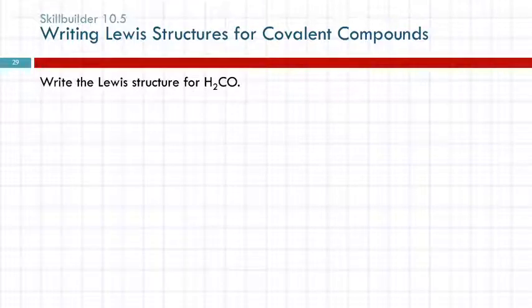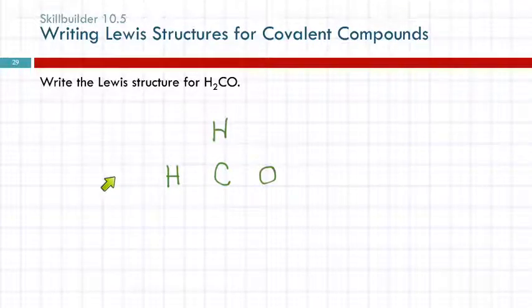H2CO. Sometimes the formula that's given kind of suggests how they are connected. So this makes it look like carbon might be in the middle with oxygen on one side and 2 hydrogens on the other side. So let's try that and see if it works. There's carbon. We'll put an oxygen over here, and a hydrogen over here, and another hydrogen over here. This hydrogen cannot be on the other side of this because hydrogens can only form one bond.